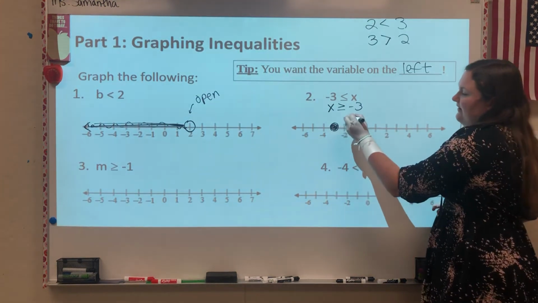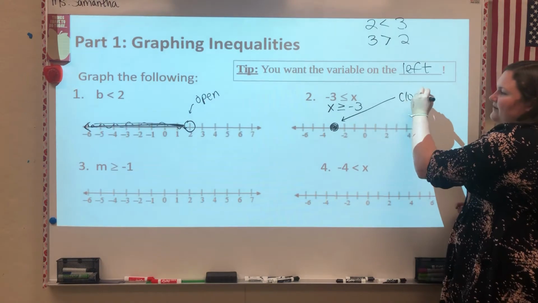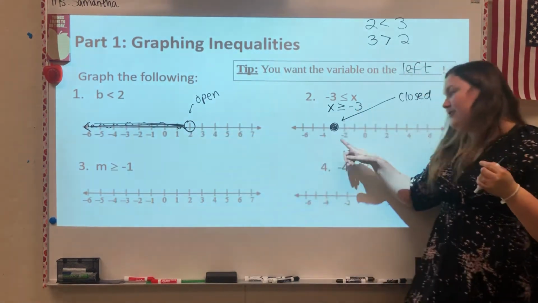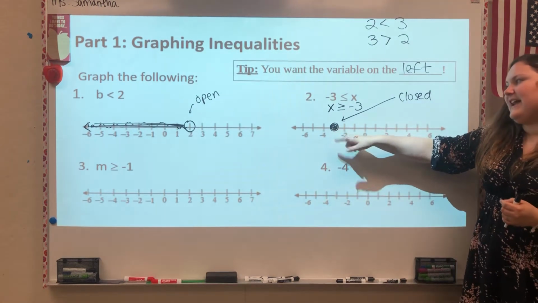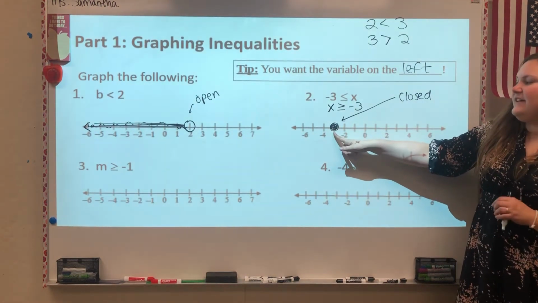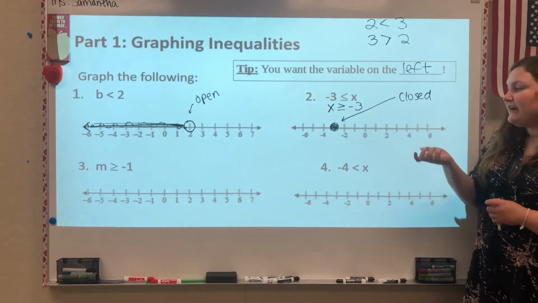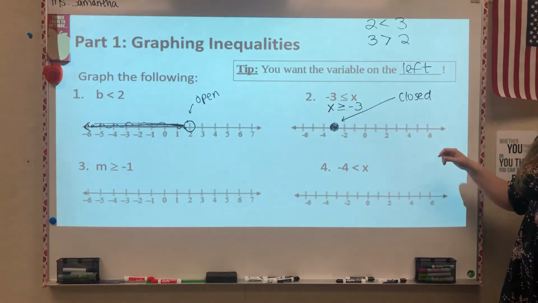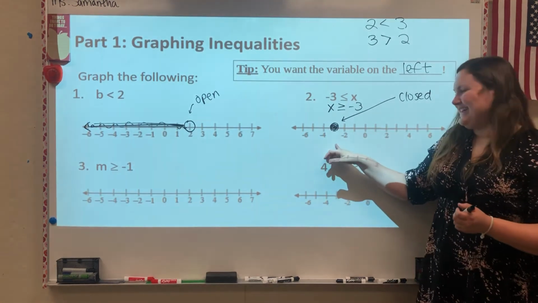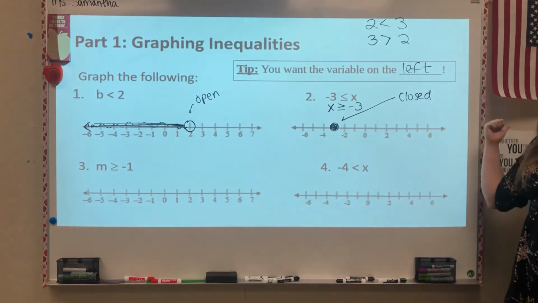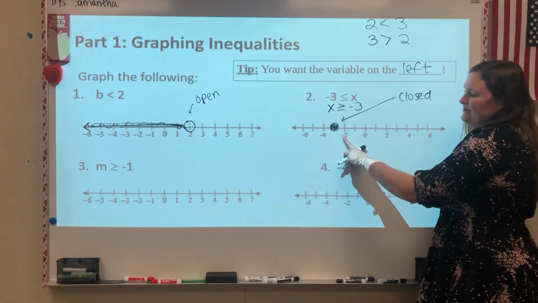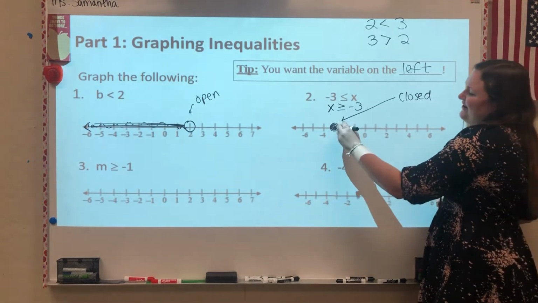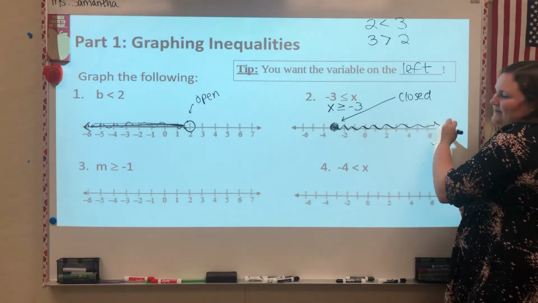This right here we call a closed circle. Open means it's not colored in, closed means it is colored in. So we've got x is equal to -3. Now I want to show that x is a number greater than -3. Positives are always going to be greater than a negative, so that's one way to know that it's going to be shaded this way. -2 is greater, -1 is greater, 0 is greater, all these positive numbers are greater, so I would shade this direction.